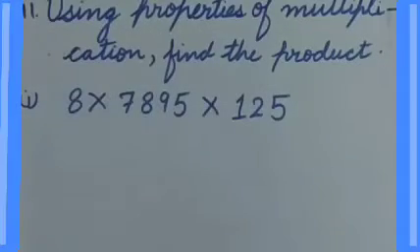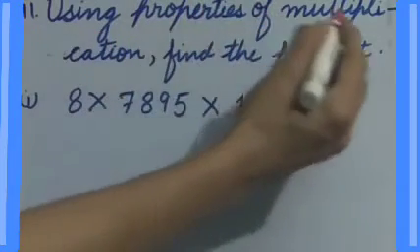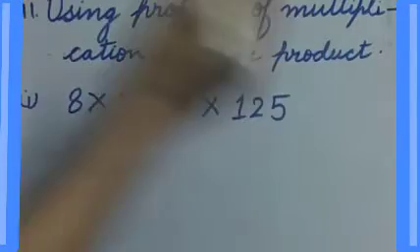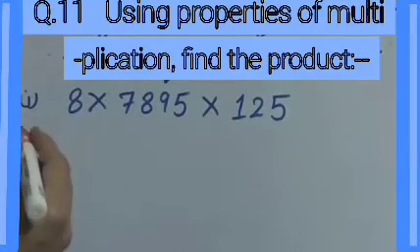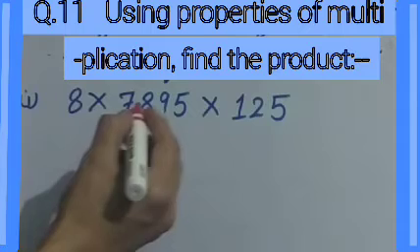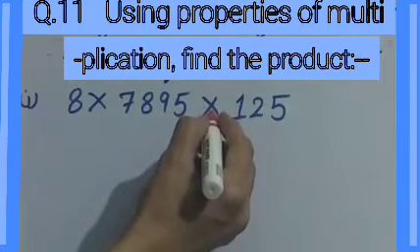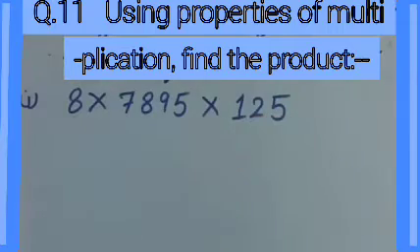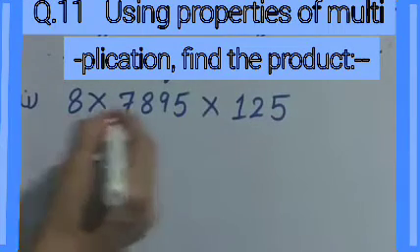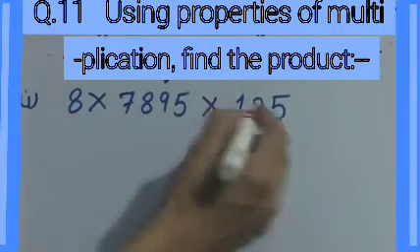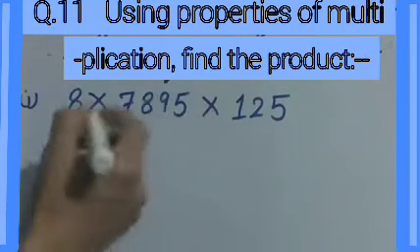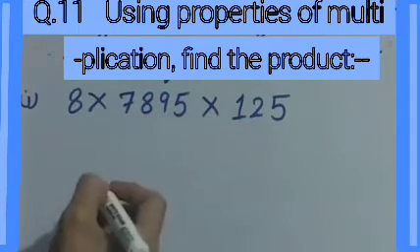Let's continue exercise 3.2. Question number 11. Using properties of multiplication, find the product. First sum: 8 multiplied by 7895 multiplied by 125. So students, here are three numbers, all of them whole numbers. We have to multiply and find the product.